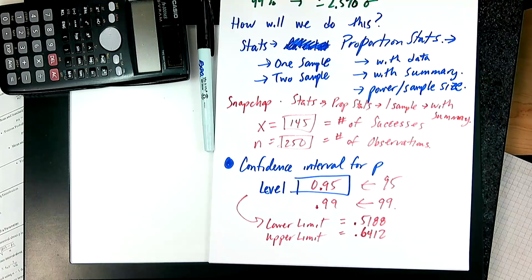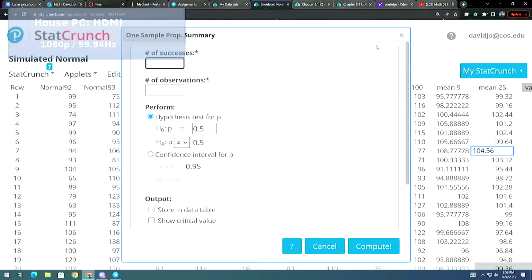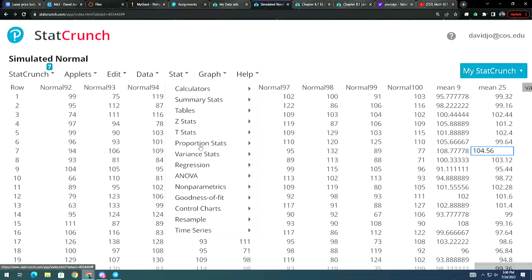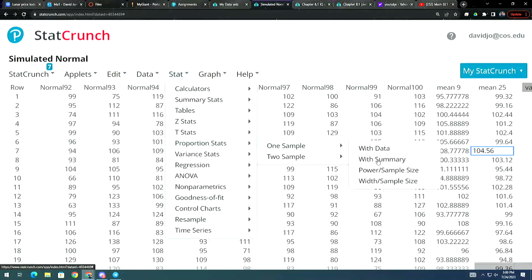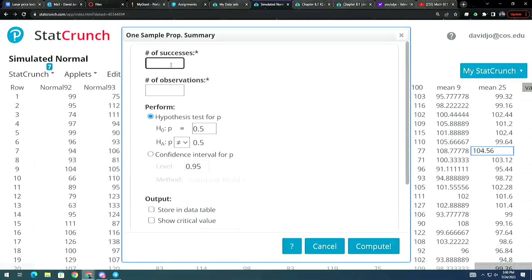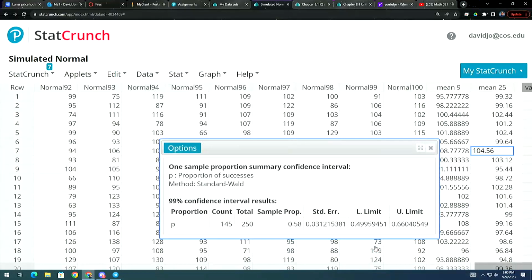If I wanted 99%, I could come over here, I'll re-walk through it. Stats, proportion stats, one sample with summary. We had our 145 and our 250. And if I wanted 99%, I would change that to 99%. And notice what happens with this confidence interval. In fact, this is worth writing down. I'm going to write down what we get.